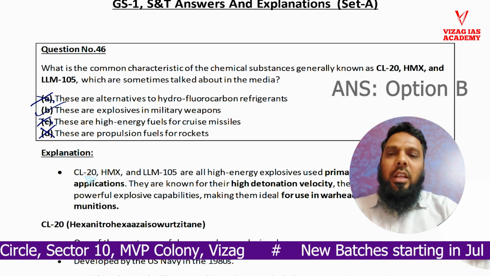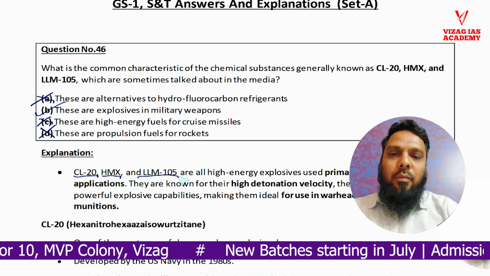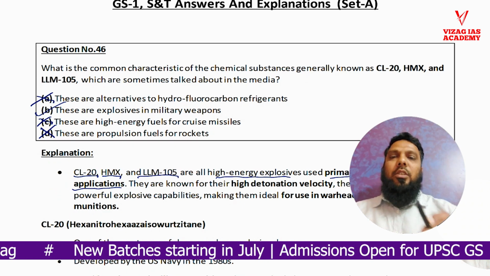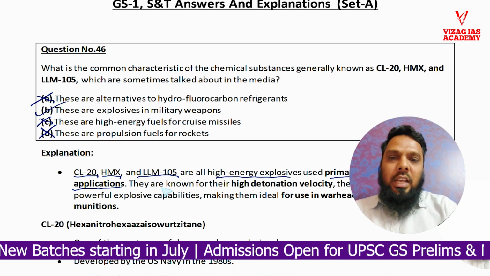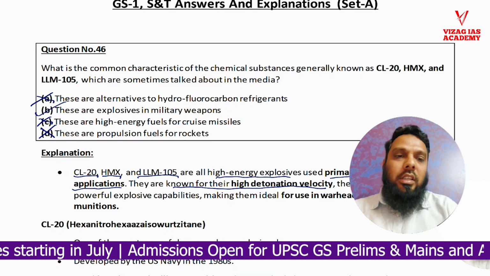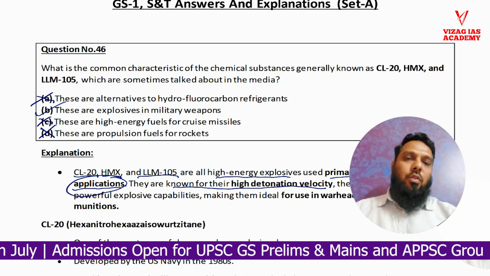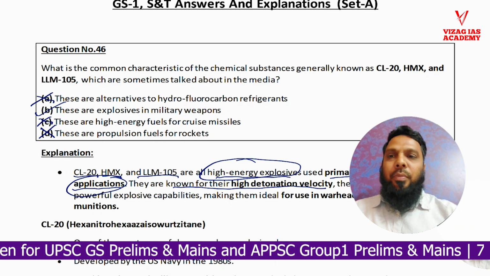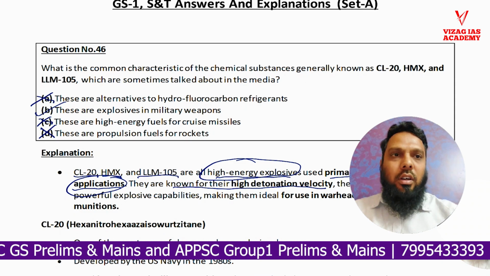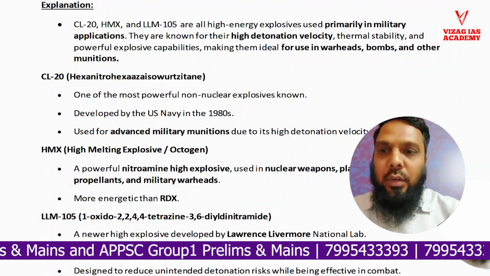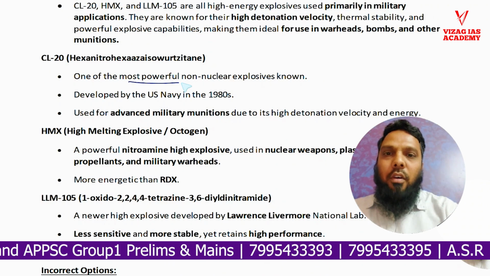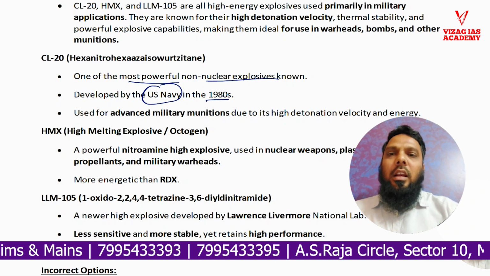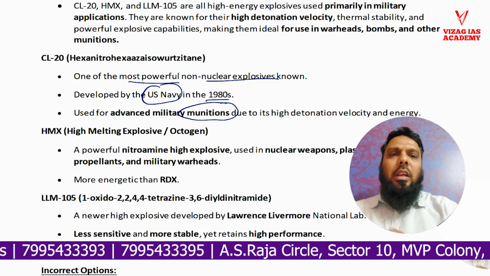If we go into the explanation as well, we see that CL-20, HMX, and LLM-105 are basically high energy explosives, primarily for military applications. They are known for high detonation velocity. Military applications is what they are practically used in, and also they are high energy explosives, as we can clearly see. I have also provided details of all these. What is CL-20? It's one of the most powerful non-nuclear explosives, developed by the United States Navy in 1980. Again, advanced military munitions, munitions being things like bombs.